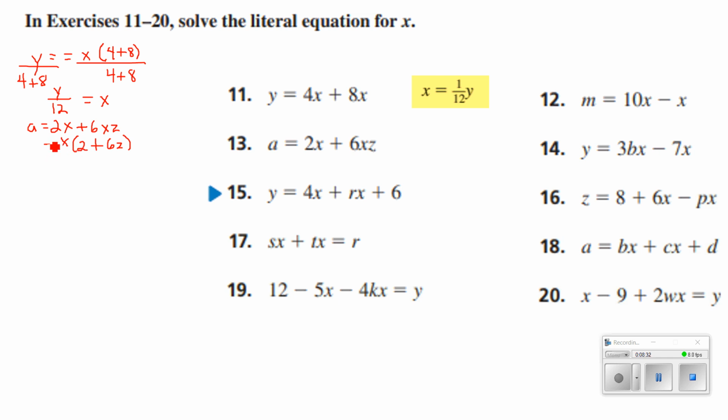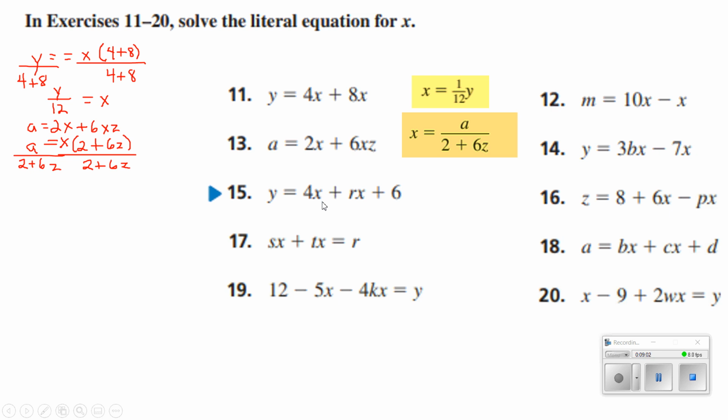So now that I've changed it, I can divide 2 plus 6z away, which means I'll divide it from the other side. All right, can't combine those unlike terms, so that should be the way I have to keep it. A over 2 plus 6z. All right, let's try number 15.